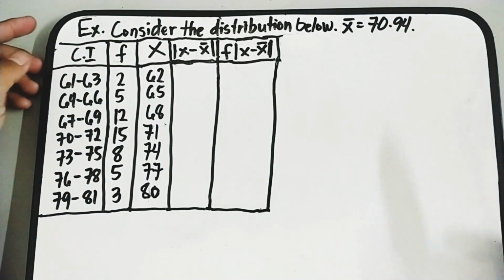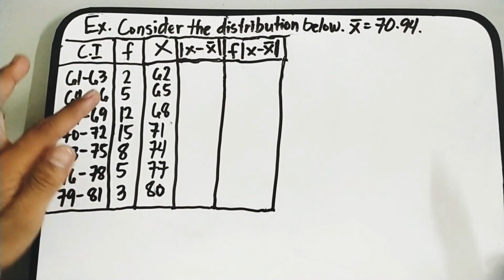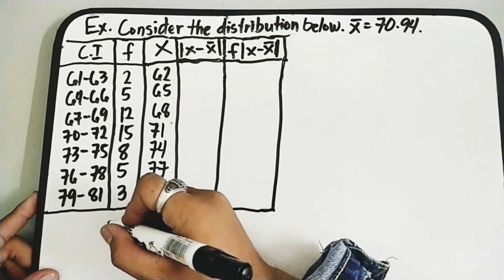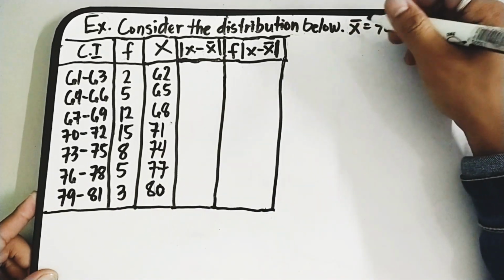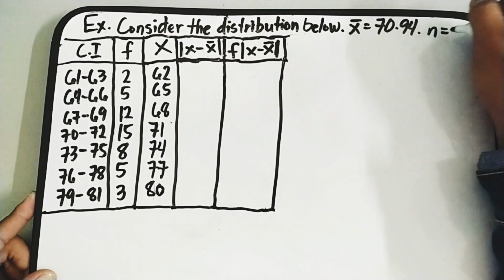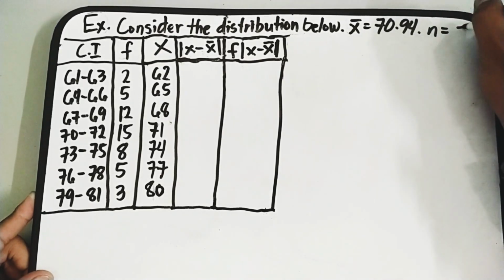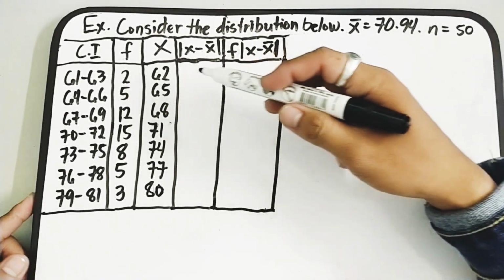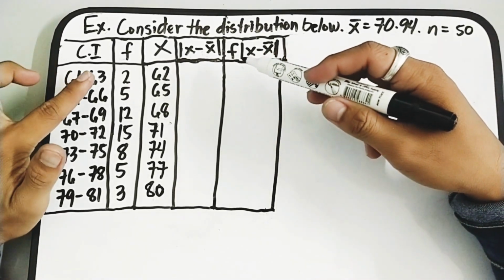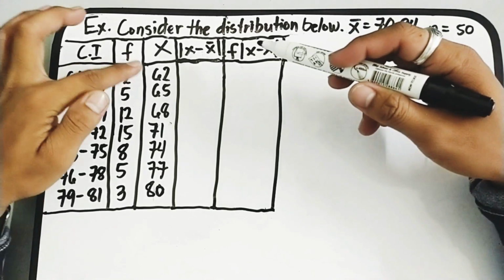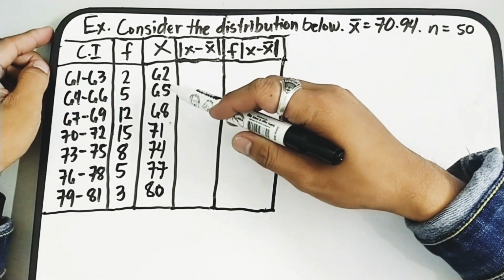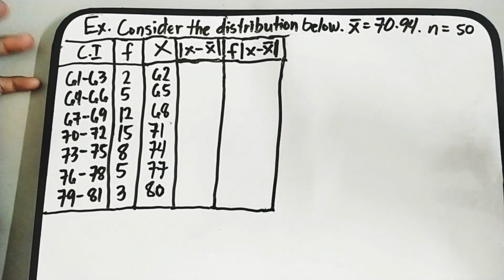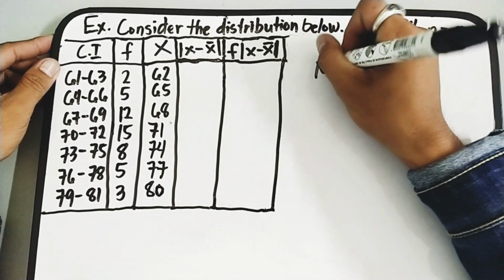So here we have this data, given na yung frequency 2, 5, 12, 15, 8, 5, and 3, which is i-total yung ating n. Our n is equivalent to 50. So now we have the class mark. Again, para makuha yung class mark, we have to add the upper limit and the lower limit of the class and then divide it by 2. So we have here 62, 65, 68, 71, 74, 77, and then 80. So let's start na sa ating mean deviation.